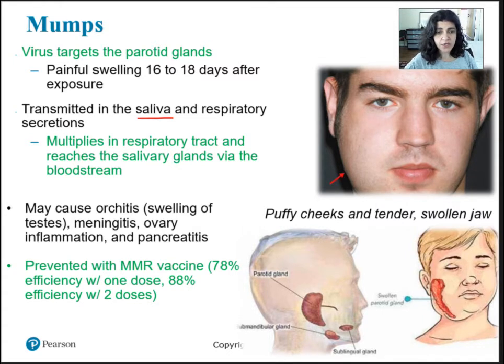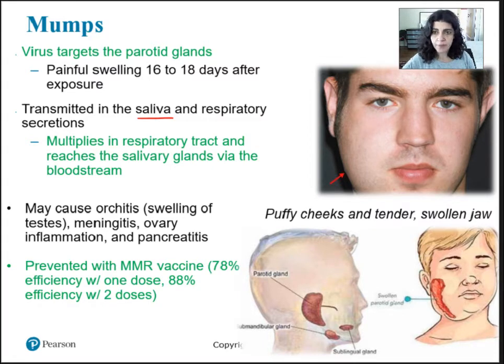It may cause orchitis, meningitis, oophoritis, and pancreatitis. So these are considered complications. Orchitis is swelling of the testes, okay? And it can be prevented with MMR. You have 78% efficiency with the first dose and 88% efficiency with the second dose of the vaccine.